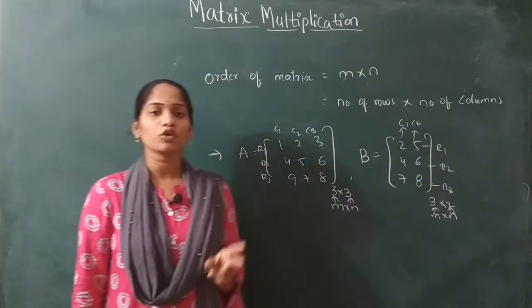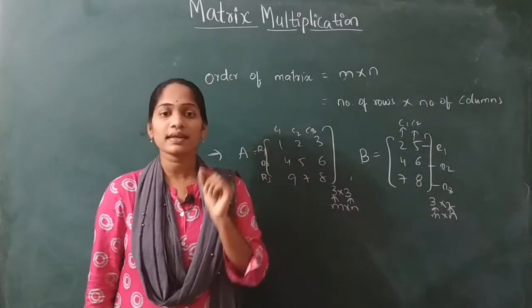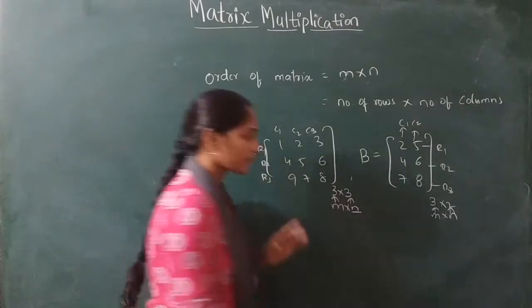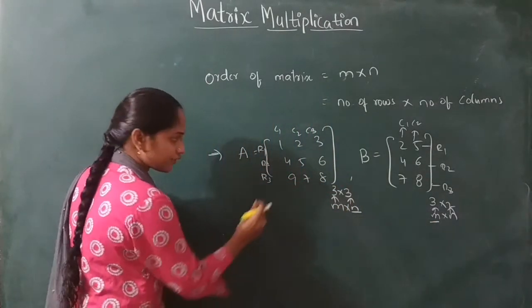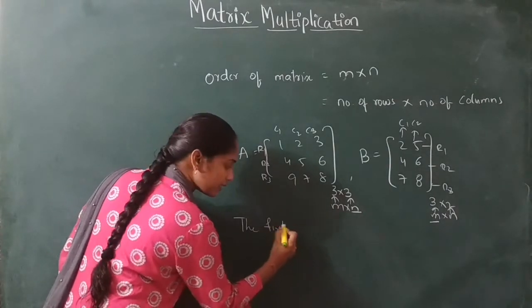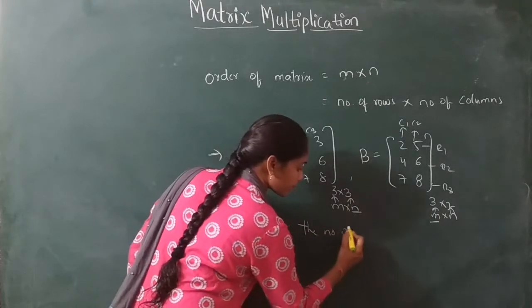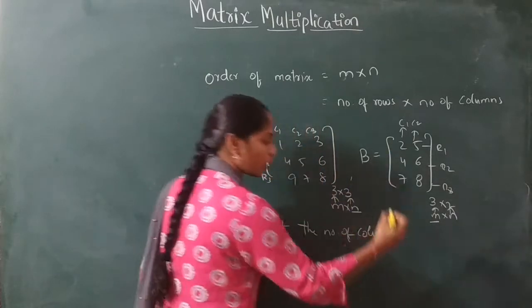If you want to multiply any two matrices, the point is that the number of columns should equal the number of rows. Have you understood? In the first matrix, the number of columns is equal to the number of rows in the second matrix.